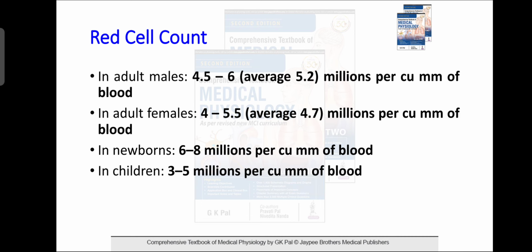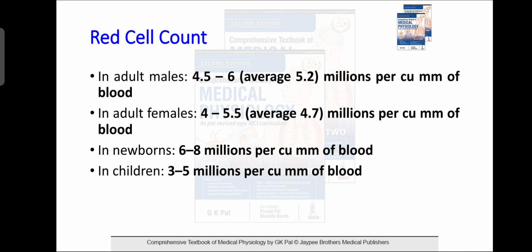RBC count in the adult male is 4.5 to 5.5 or 6 million per cubic mm of blood, in female is 4 to 5.5 million per cubic mm of blood. The average value is written in the bracket. In newborn, RBC count is more, it is 6 to 8 million per cubic mm of blood. In children, it is 3 to 5 million per cubic mm of blood.